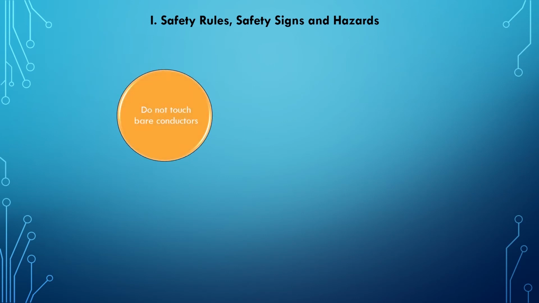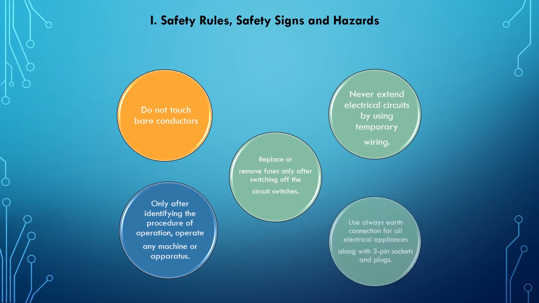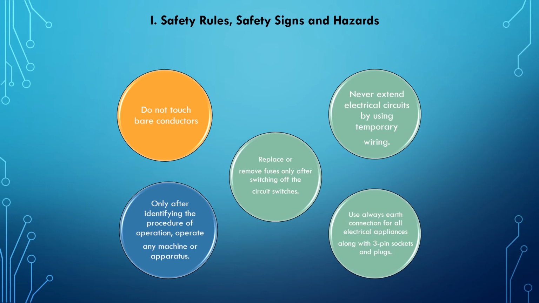Do not touch bare conductors. Replace or remove fuses only after switching off the circuit switches. Only after identifying the procedure of operation, operate any machine or apparatus. Never extend electrical circuits by using temporary wiring. Always use earth connection for all electrical appliances along with 3-pin sockets and plugs.